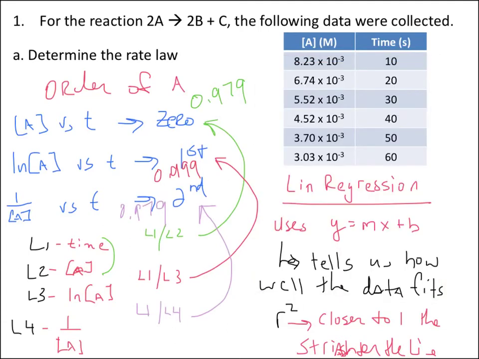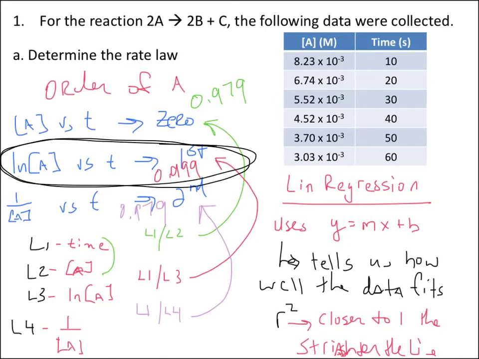Now we've gotten rid of the calculator, and we go back and start looking at our data, and we ask which one actually fit best. When we do that, we see this is our winner. We had a 0.999 R-squared value, which means it is closer to 1. It's the straightest line. And so this is going to be a first order reaction because of that.